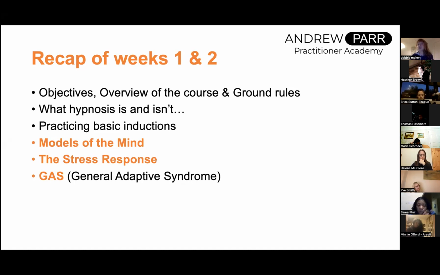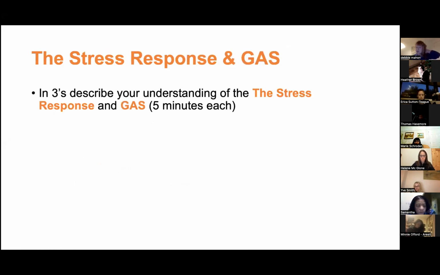So before I go too much further, I'm going to be asking you to go back over your notes. Hopefully you've all got your notes in front of you on the stress response. And much like we did with the pyramid model and the library model, I'm going to very quickly put you into groups so that you can spend a few minutes, each of you, describing your understanding of what the stress response is, what happens, and looking at that general adaptive syndrome as well, and what that might mean for a client.